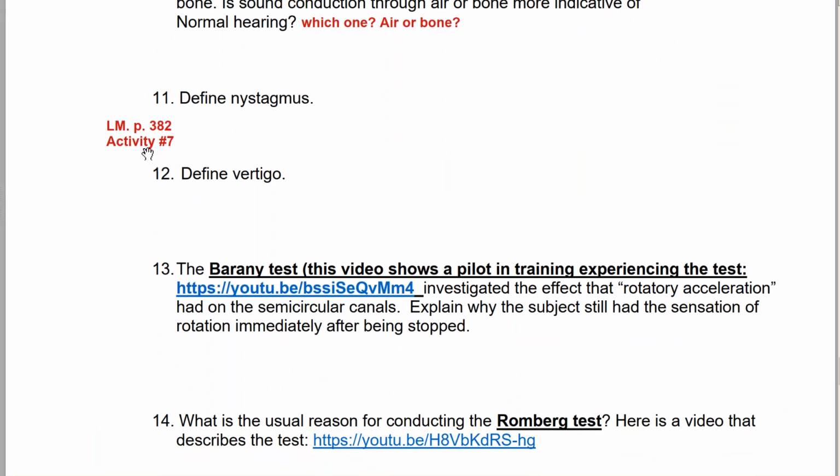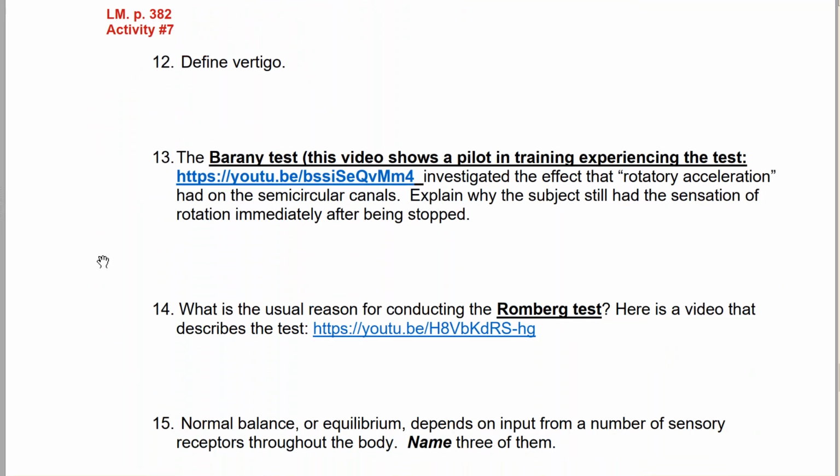Then 11 and 12 have to do with proprioception and equilibrium, and so you can find information about those in your lab manual. And then here, the Barani test has that link, and the Romberg test. This is the correct link for the Romberg test. The lab instructions is incorrect. This one works.